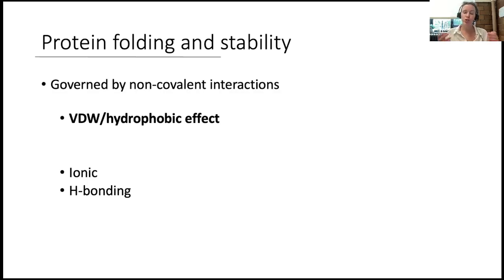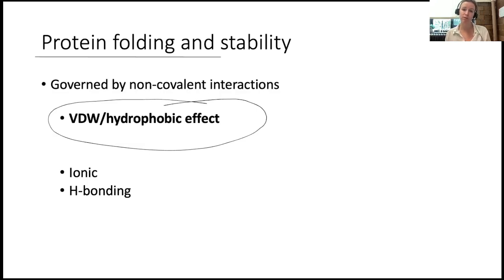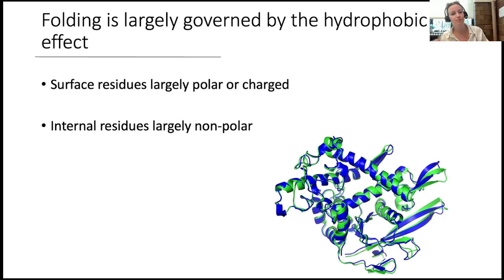And so what do we know about what stabilizes protein folding? This is largely controlled by non-covalent interactions. In particular, the important one, folks, for protein folding in tertiary structure is the hydrophobic effect and van der Waals interactions, London dispersion forces. Ionic interactions and hydrogen bonding, of course, do play a role, but the most important is the hydrophobic effect. Why is this true?